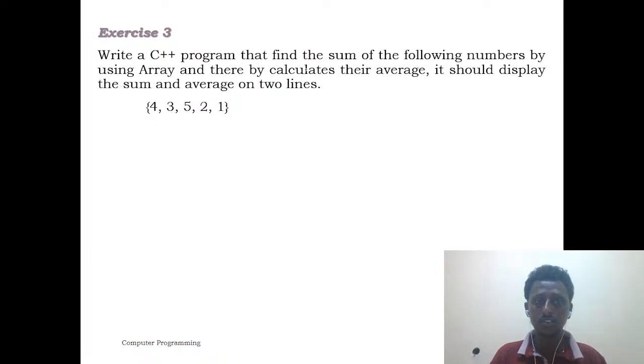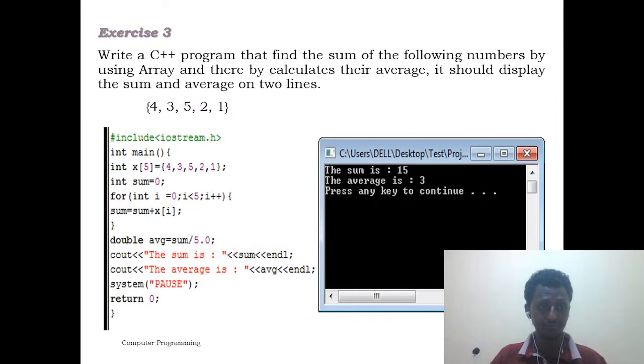Write this C++ program that finds the sum of the following numbers by using an array and then calculates their average. It should display the sum. Okay. We give the array name, int x equals x of 5, with indexes 0 1 2 3 4, including 0 up to 5. Array size is 5 and the arrangement is this one.